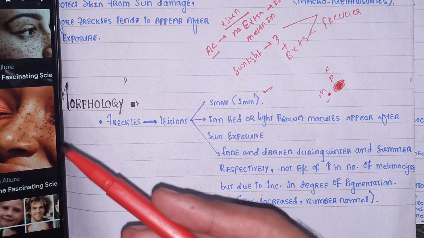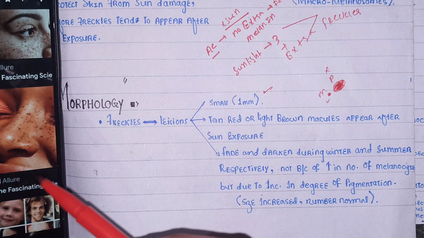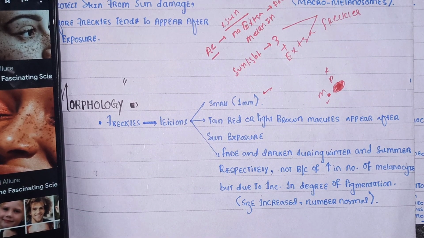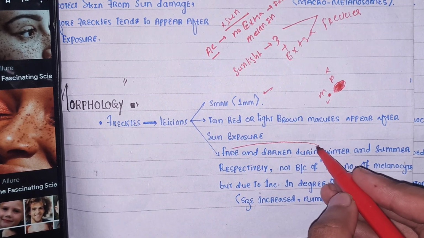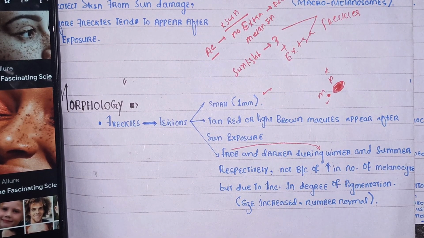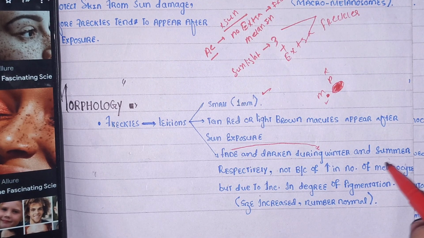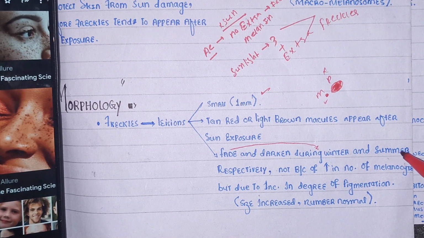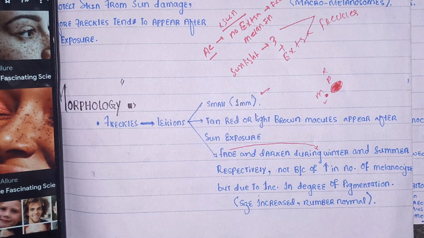ओके, they appear after the sun exposure because sun increases extra melanin production, and they fade during winter. क्योंकि विंटर में सन इतना कम होता है जिसकी वजह से ये फेड हो जाते हैं. बट दे डार्कन in summer, because in summer the sun is really hot. So in summer, because of increased sunlight, these freckles become darkened. Okay, not because of increase in number of melanocytes.